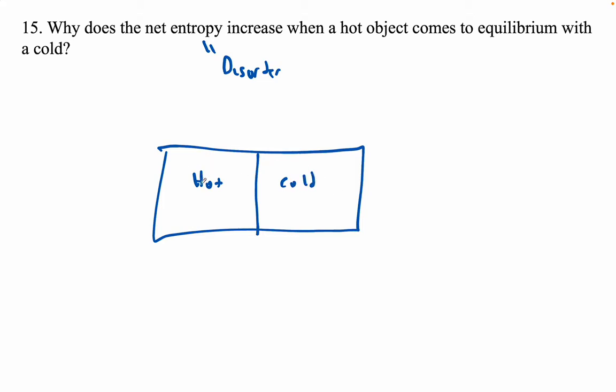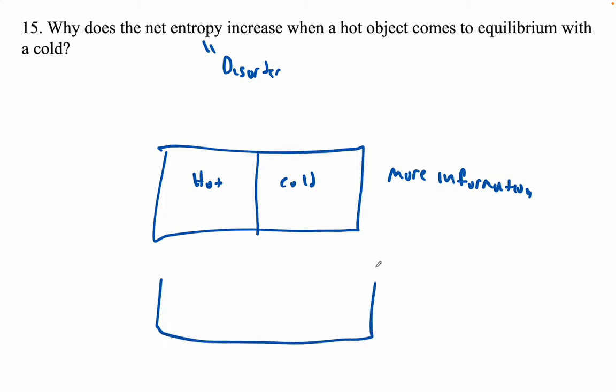This is more information. If you ask me where the fast-moving molecules are, I would point you to here. And if you wanted a slow-moving molecule, I'd point you to here. So I have more information. I've got hot, I've got cold. They're in two neat little compartments, right? And later, we just sort of have lukewarm.